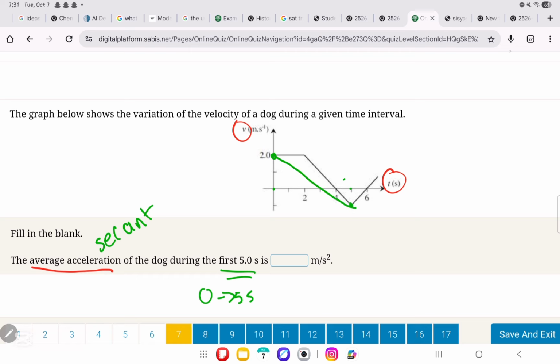So now that we have the secant of these 2 points, we can find the slope of these 2 points. First of all, we know that this point is 0, 2, and we know that this point is 5, 1. So what can we do with this? Using this, we can find the average acceleration by doing y minus y over x minus x. So it's going to be 2 minus... My bad, this is not minus 1, 5. This is 5 minus 1. My apologies. I said it by mistake.